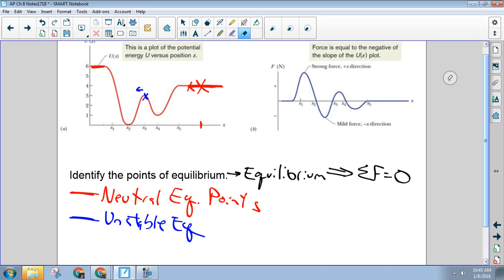And then finally, these guys here are stable equilibrium, right? Again, it's the exact same idea: if you displace it, if you push it to the left or right a little bit, the conservative force responsible for that potential energy is going to want to bring it back to where it was.